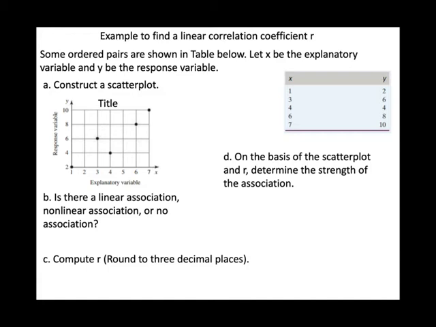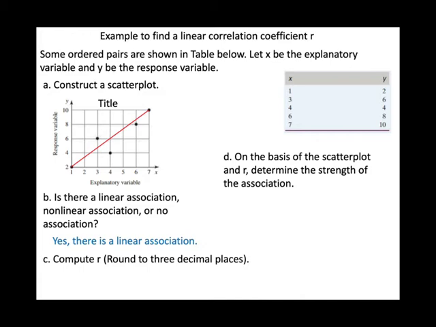Okay, B. Is there a linear association, nonlinear association, or no association? You could see I could draw a straight line here, right? And the points are going to be close to my straight line. So we believe that there is a linear association. Okay, C, compute the R.